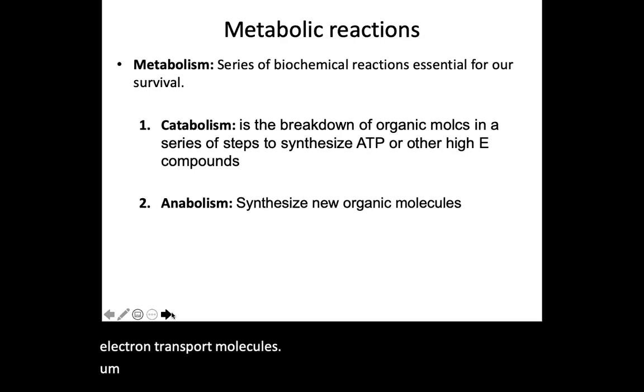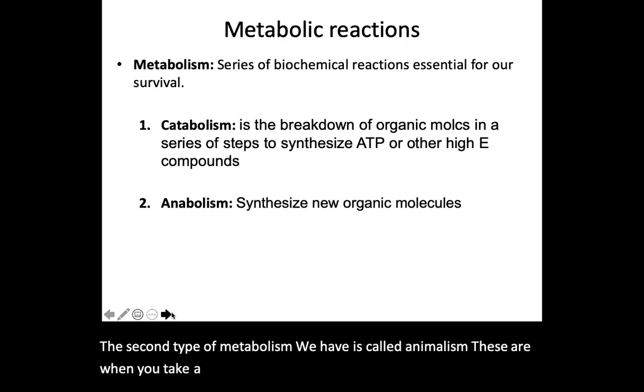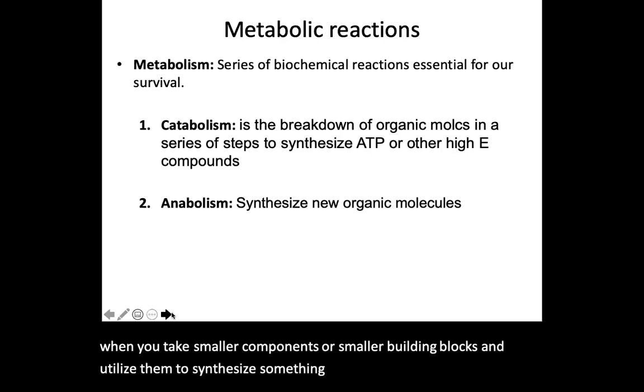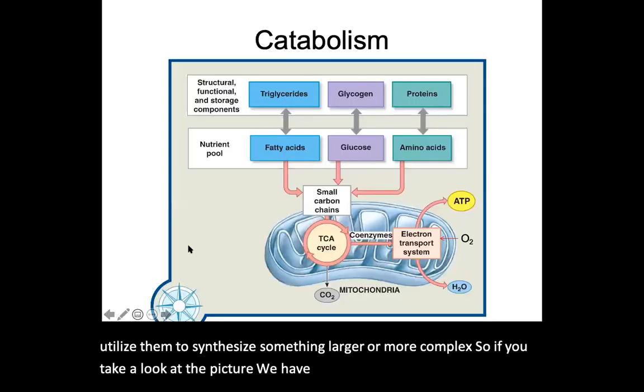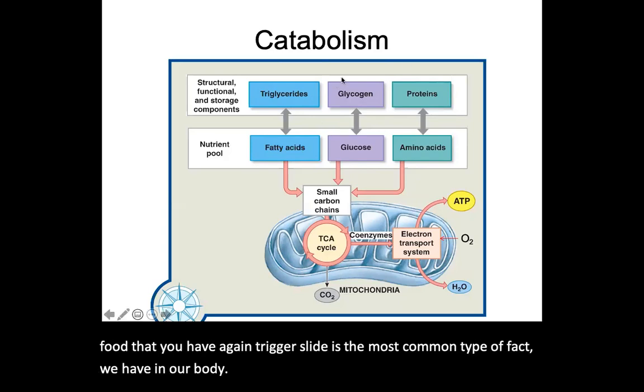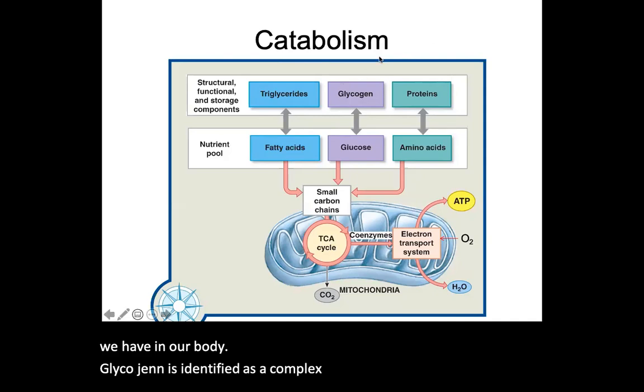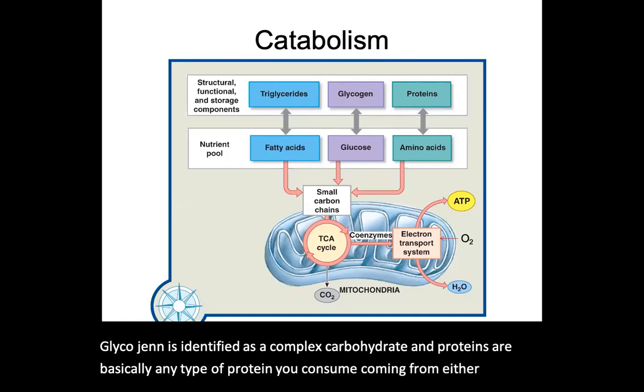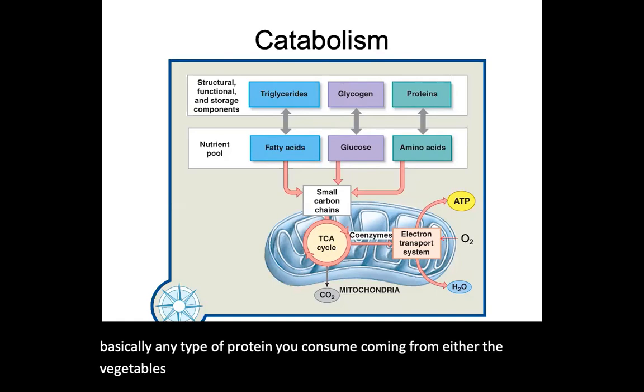The second type of metabolism we have is called anabolism. These are when you take smaller components or smaller building blocks and utilize them to synthesize something larger or more complex. So if you take a look at the picture we have here, here are the three main groups of food that you have. Again, triglyceride is the most common type of fat we have in our body. Glycogen is identified as a complex carbohydrate, and proteins are basically any type of protein you consume coming from either the vegetables or your animal sources.